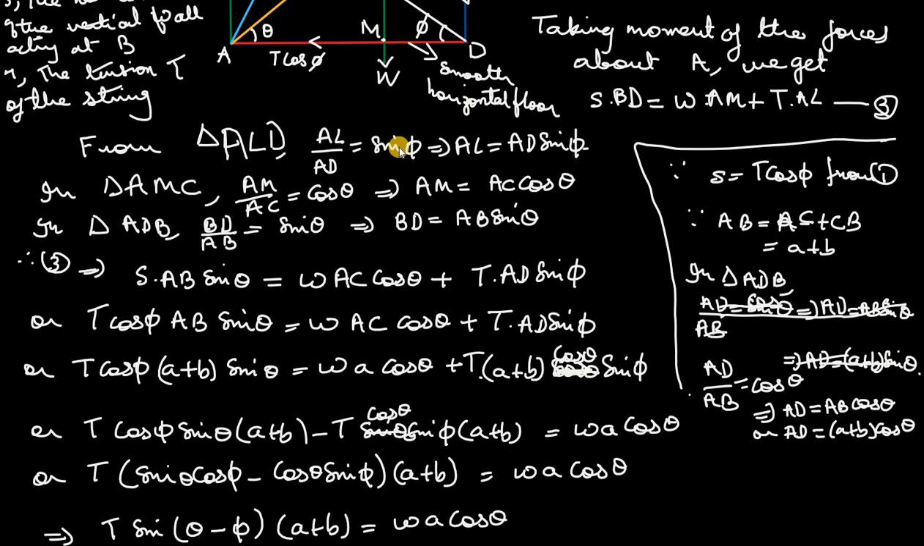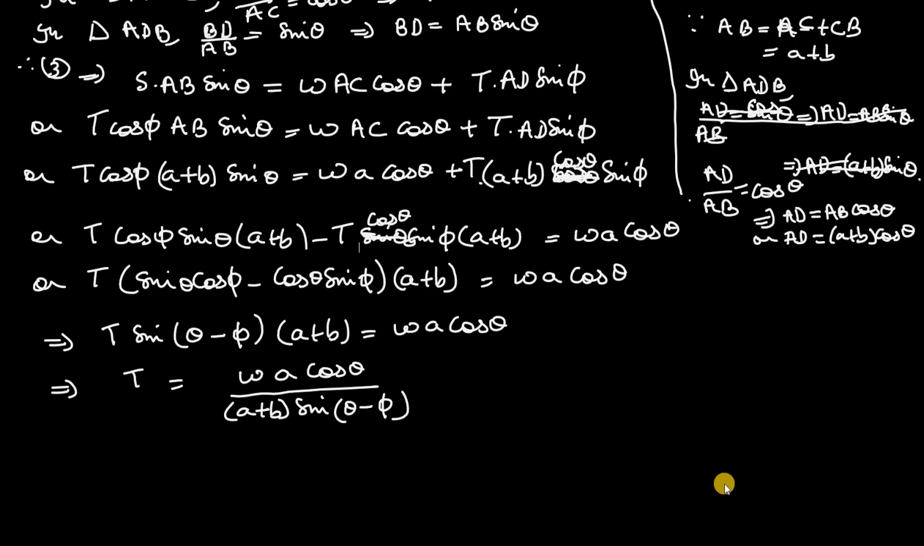So substitute it here. Bring the T term to the left hand side, where it becomes minus. You can take T and a plus b common outside, and the rest inside the bracket: sin theta cos phi minus cos theta sin phi. So T into sin of theta minus phi into a plus b is equal to W a cos theta, or T is equal to W a cos theta divided by a plus b into sin of theta minus phi.